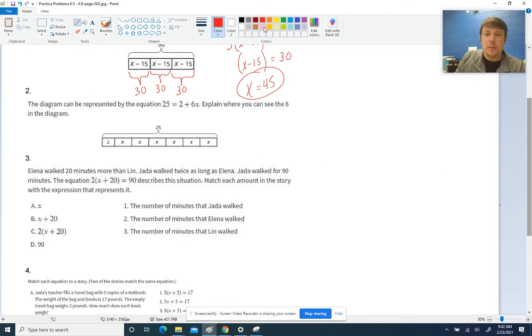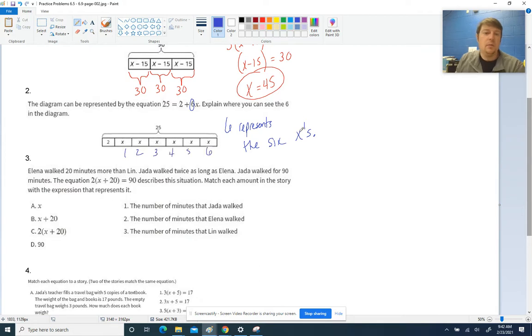The diagram can be represented by the equation 25 equals 2 plus 6x. Makes sense. Explain where you can see the 6 in the diagram. Okay, so the 6 represents the 6 x's. 1, 2, 3, 4, 5, 6.